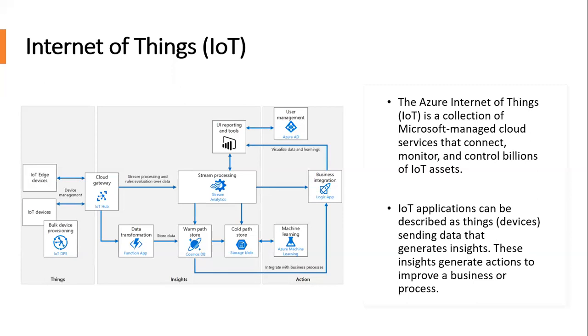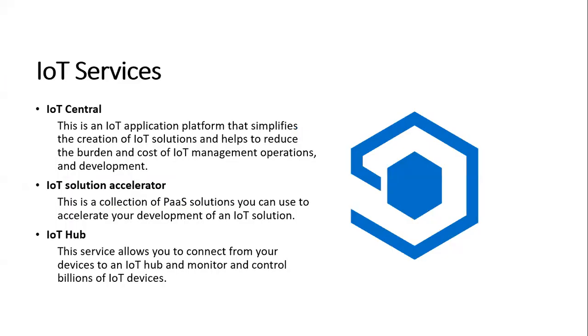Okay, so what are the examples of Internet of Things which we use in day-to-day life? One basic example is Alexa, TV, yes or no? Guys? Yeah, correct. Those are Internet of Things. So what are the IoT services offered by Azure? First ones are IoT Central, IoT Solution Accelerator, and IoT Hub.